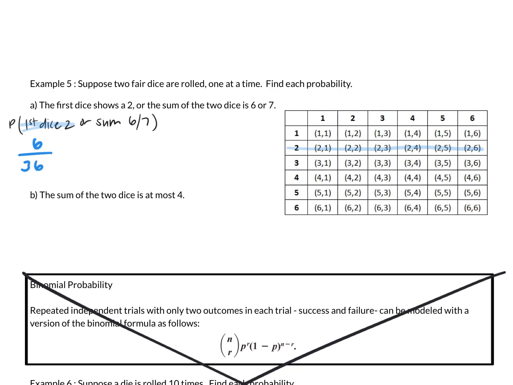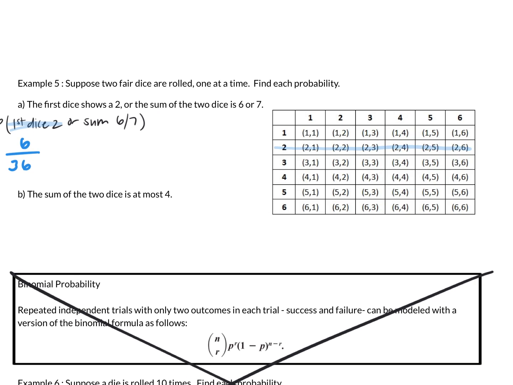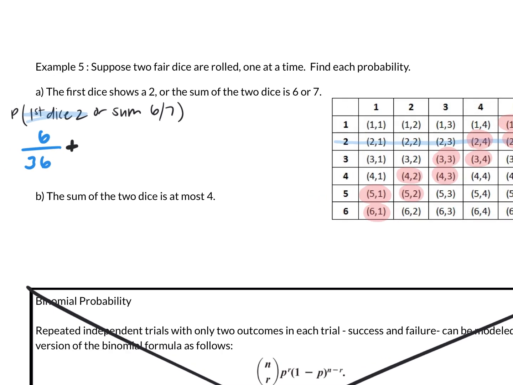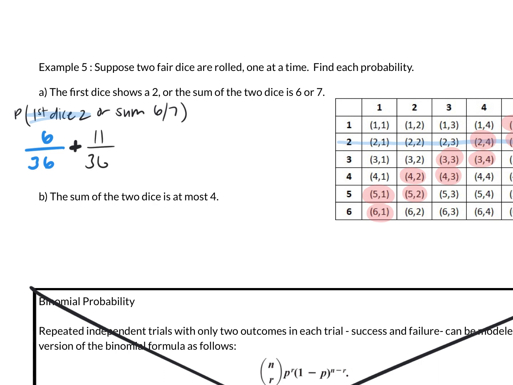Now, where on this table would I have sums being 6 and 7 of the 2 dice? Yeah, kind of going diagonal, right? So 5 and 1 would give me 6. 6 and 1 would give me 7. If I move up, 4 and 2 give me 6. 5 and 2 give me 7. 3 and 3 give me 6. 4 and 3 give me 7. 2 and 4, 3 and 4, 1 and 5, 2 and 5, and 1 and 6. All of those together add to give me 6 or 7. Okay? So in total, how many different combinations do I have there? 11 out of 36.